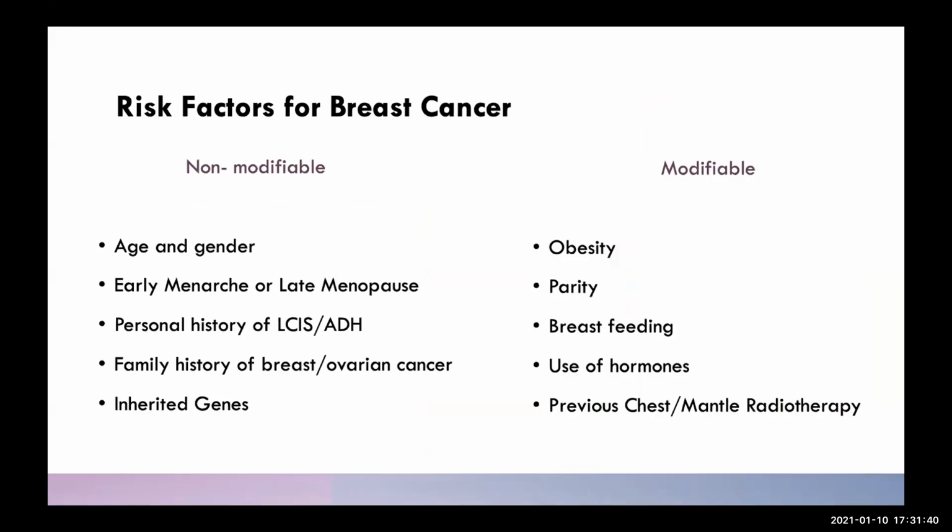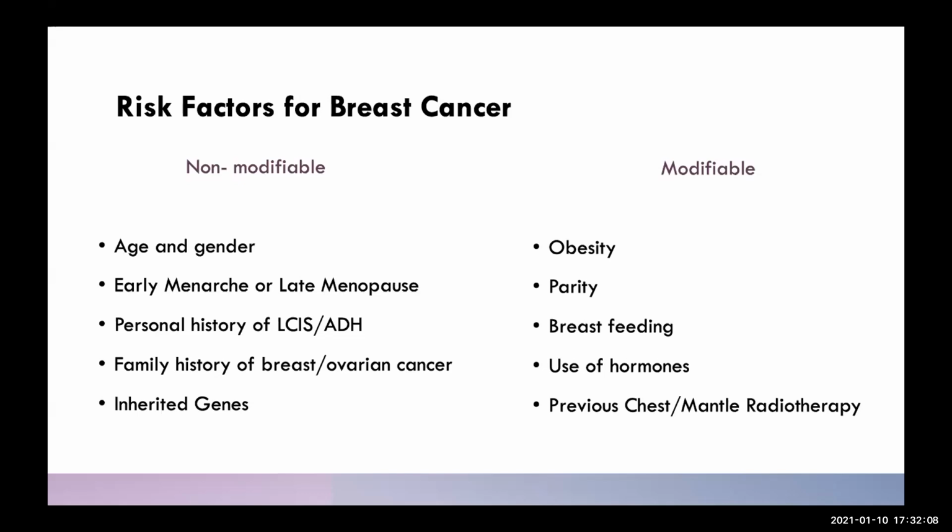So because of all these things, some ladies do ask us if there are any risk factors per se, but we know that breast cancer is very common. In the UK, the average incidence is 1 in 8. There are certain non-modifiable risk factors, particularly the age and gender, which we cannot change, unfortunately. Early menarche or late menopause, we know, is a risk factor of developing breast cancer.